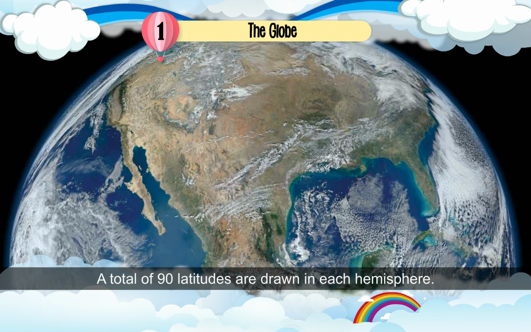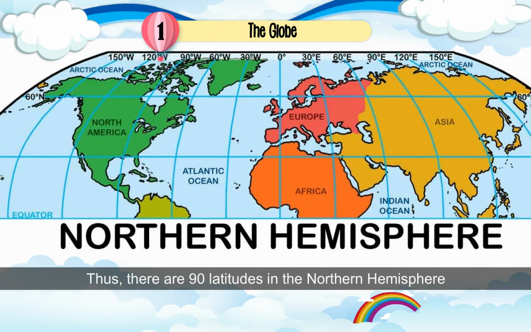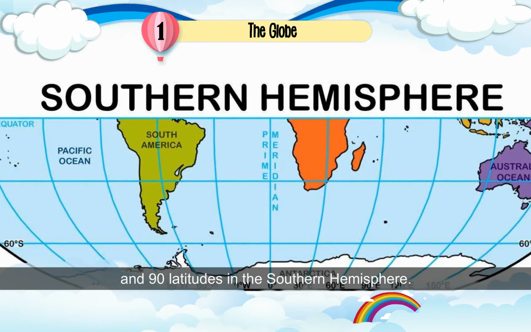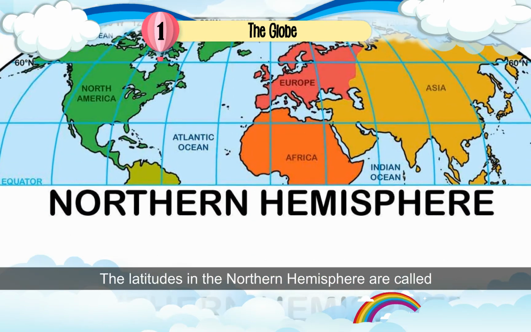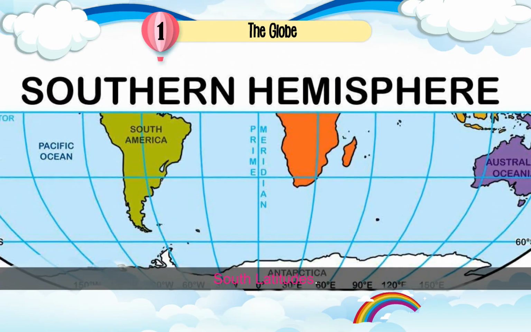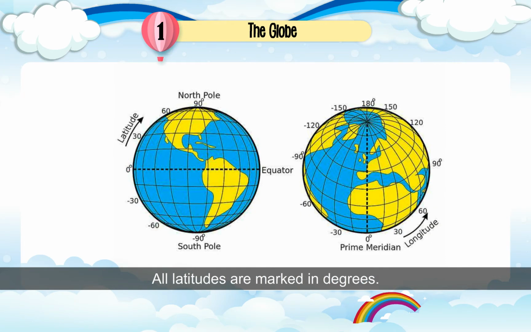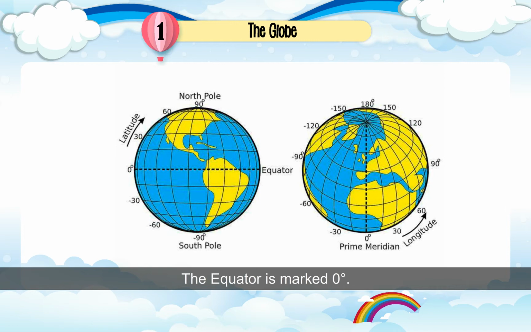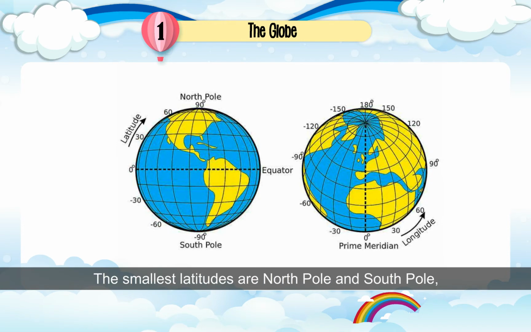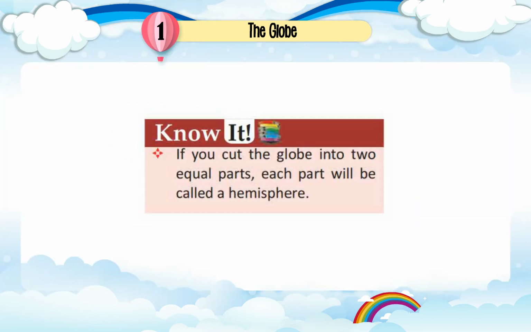A total of 90 latitudes are drawn in each hemisphere. Thus, there are 90 latitudes in the northern hemisphere and 90 latitudes in the southern hemisphere. The latitudes in the northern hemisphere are called north latitudes, and those in the southern hemisphere are called south latitudes. All latitudes are marked in degrees. The equator is marked 0 degree. The smallest latitudes are North Pole and South Pole, and both of them are marked 90 degrees. Know it. If you cut the globe into 2 equal parts, each part will be called a hemisphere.